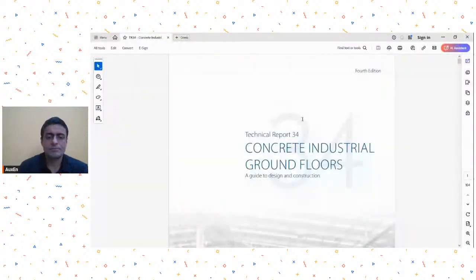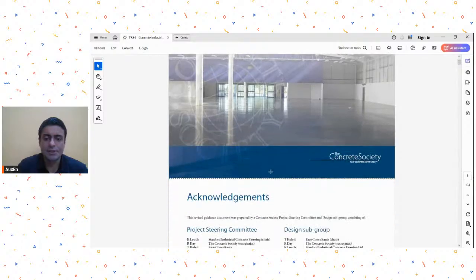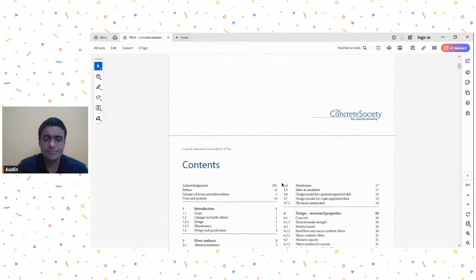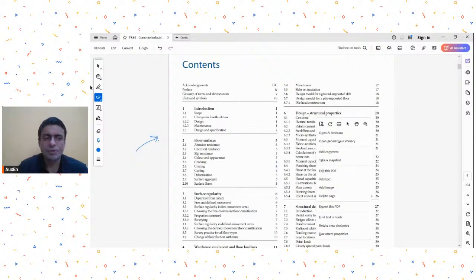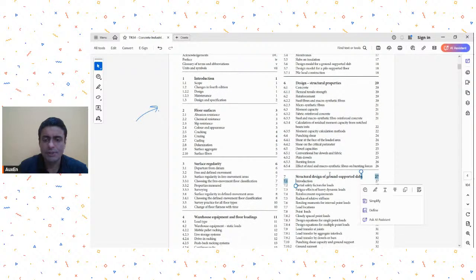So, for example, if you are doing an industrial flooring, yeah, this is Industrial Ground Floors, a guide to design and construction. This is a British standard, and the Indian document, the SP, I think it is some special publication, is also based on the same British standard. Over here, they have given the design principles for such slabs on grade, what to do, structural design of ground supported slabs.